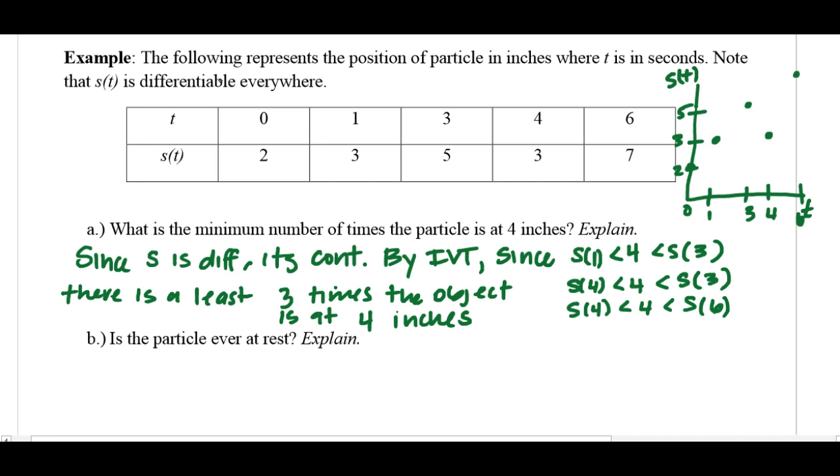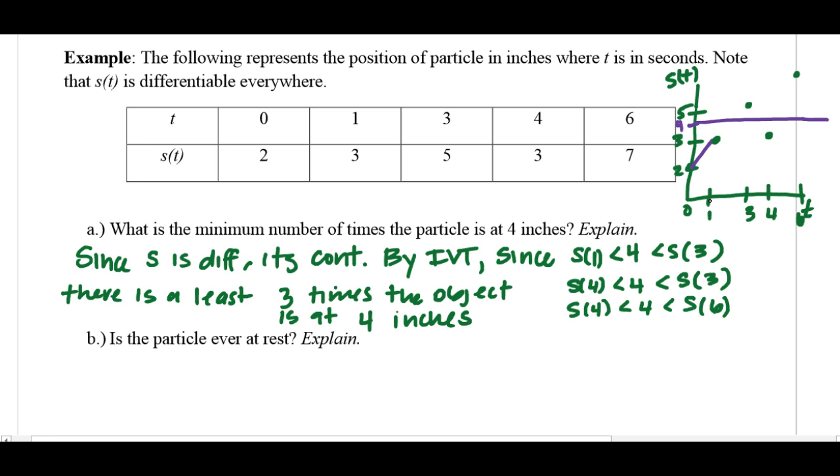Now, because this function is differentiable, it's also continuous. So even though I can't officially connect the dots together, I do know that the dots do connect together. So I don't know exactly how they connect, but I know they connect. So between 0 and 1, I have to go from 2 to 3. Well, going from 2 to 3 doesn't ever mean I have to cross the value 4. So it's like asking, what's the minimum number of times I have to cross this horizontal line?